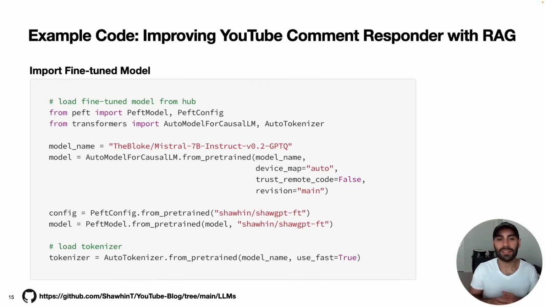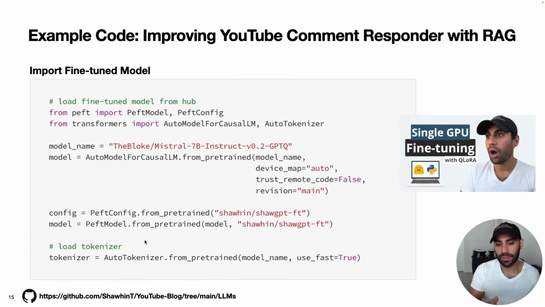So the next thing we need to do is to import the fine-tuned model so that we can generate a response to the user query. Here we're importing a few things from the PEFT and transformers library. This is the base model that we fine-tuned in the previous video. And then here we transform the base model into the fine-tuned model based on the config file available on the Hugging Face Hub. And then we load the tokenizer. This is all stuff I reviewed in the previous video of this series, so I would check that out if you're curious to learn more.